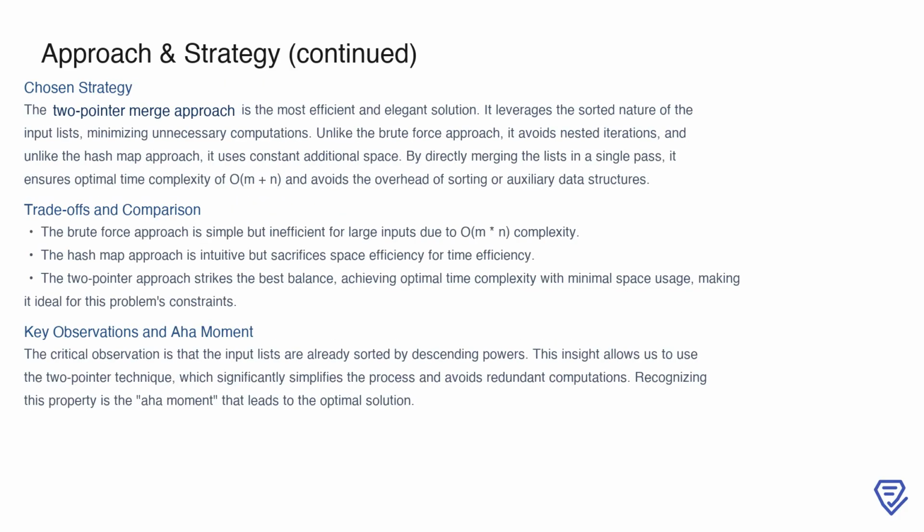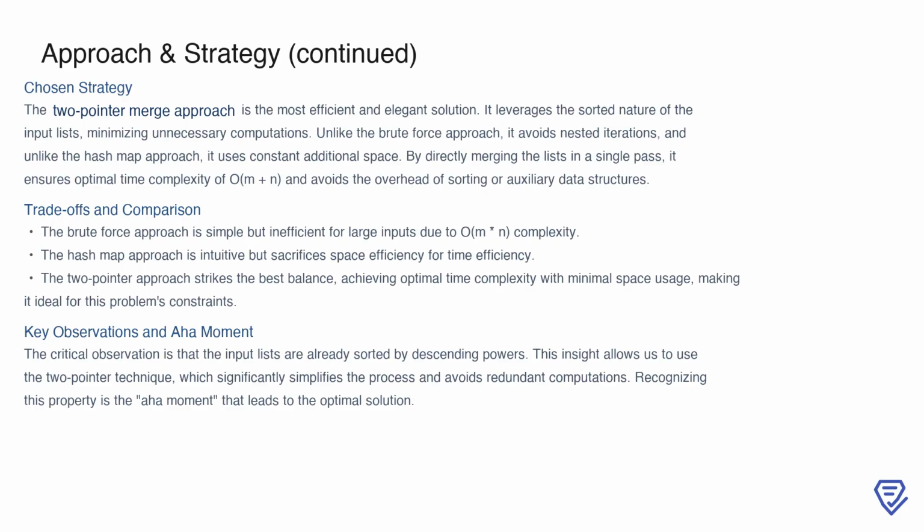Among the three approaches, the two-pointer merge strategy stands out as the most efficient and elegant solution. By leveraging the sorted nature of the input lists, it minimizes redundant computations and avoids the overhead of sorting or auxiliary data structures. Unlike the brute force method, it eliminates the inefficiencies of nested iterations, and unlike the hash map approach, it achieves optimal space efficiency by performing the merge in place. With a time complexity of O(m + n), and constant additional space, this approach is ideally suited for the problem's constraints. The trade-offs between the methods are clear.